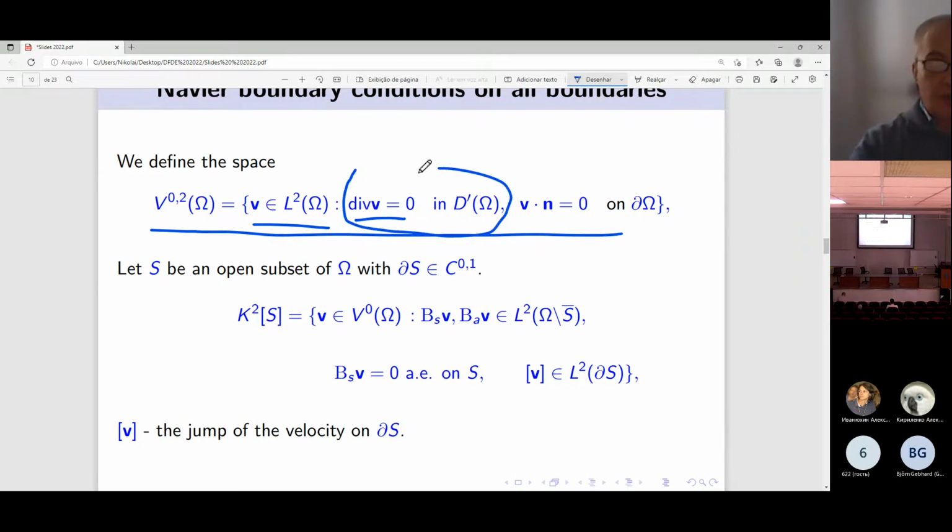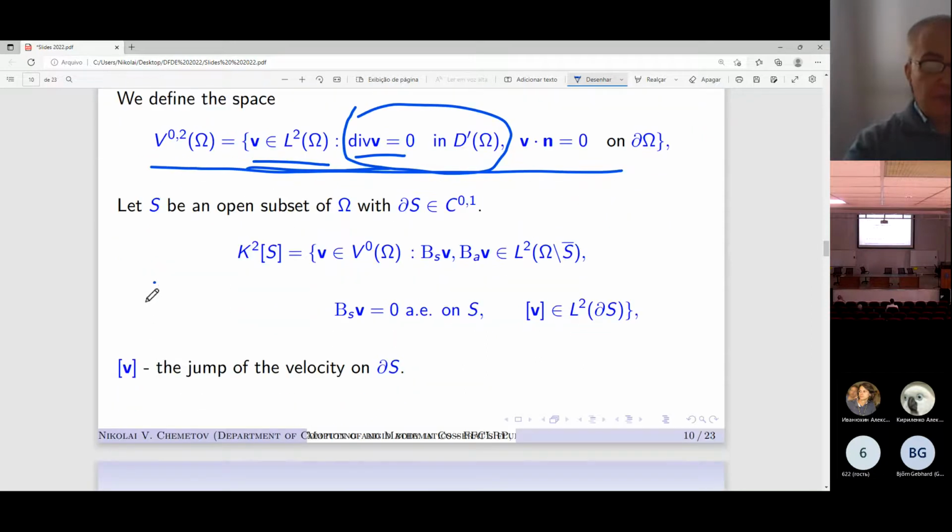I would like to stop here: this divergence-free condition is equal to 0 in the distribution sense. These conditions guarantee that at any point of the domain, the normal component of the velocity is continuous. But for the tangent components, we cannot guarantee in this situation that they are continuous. And then exactly we need to prescribe the space where our velocity has a jump on the boundary of the domain.